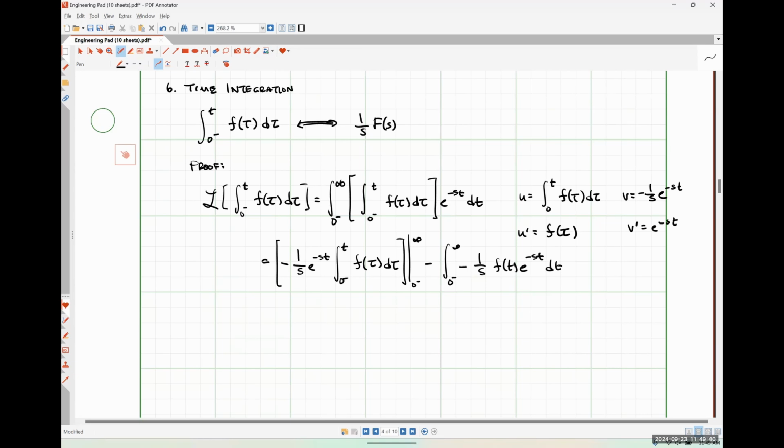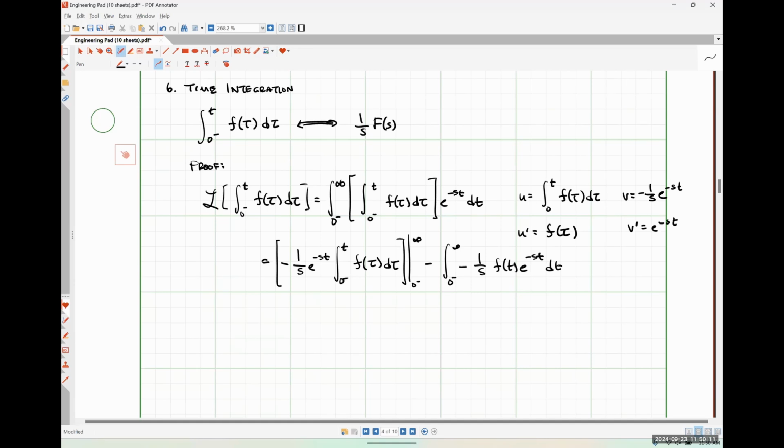Looking at this guy right here on the left-hand side, when we put in infinity, this first term is going to go to 0. When we put in 0 minus, we're integrating from 0 minus to 0 minus. So what's that integral going to give us? 0, because we're integrating over no time, right? So the whole first term winds up going away.